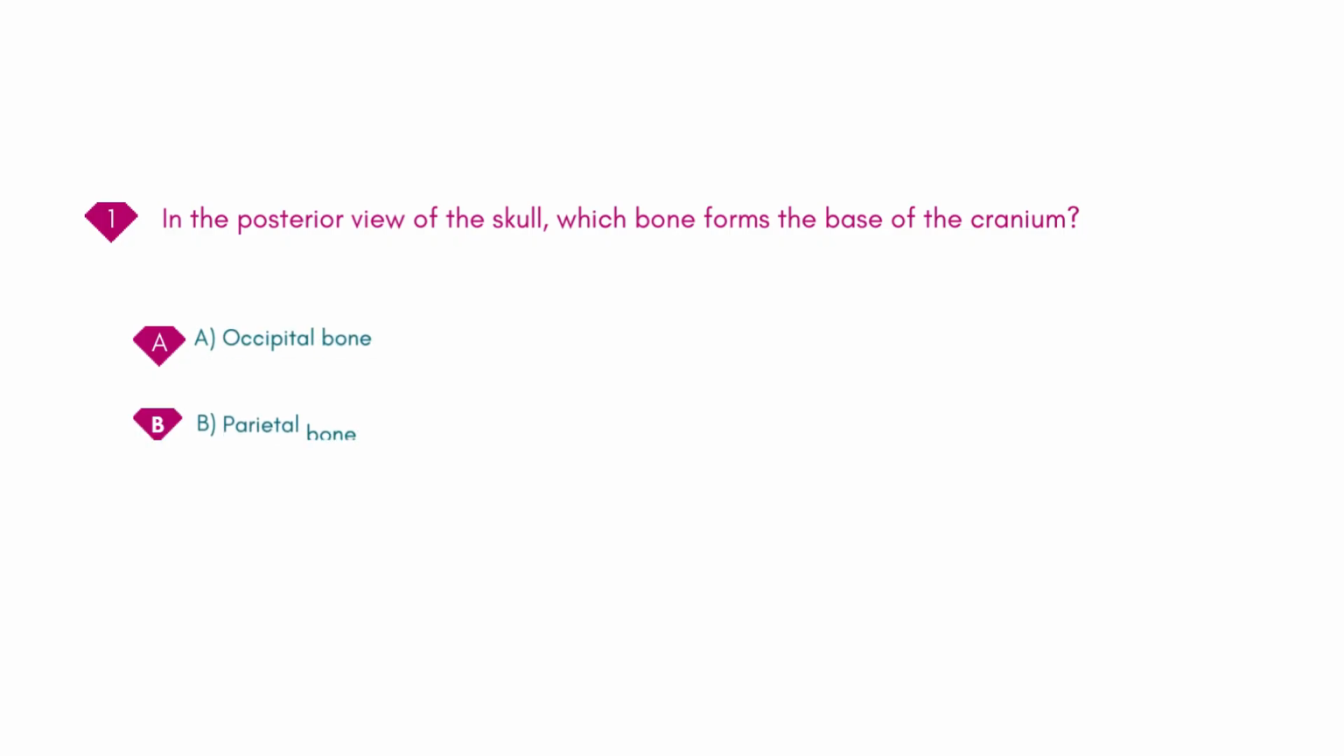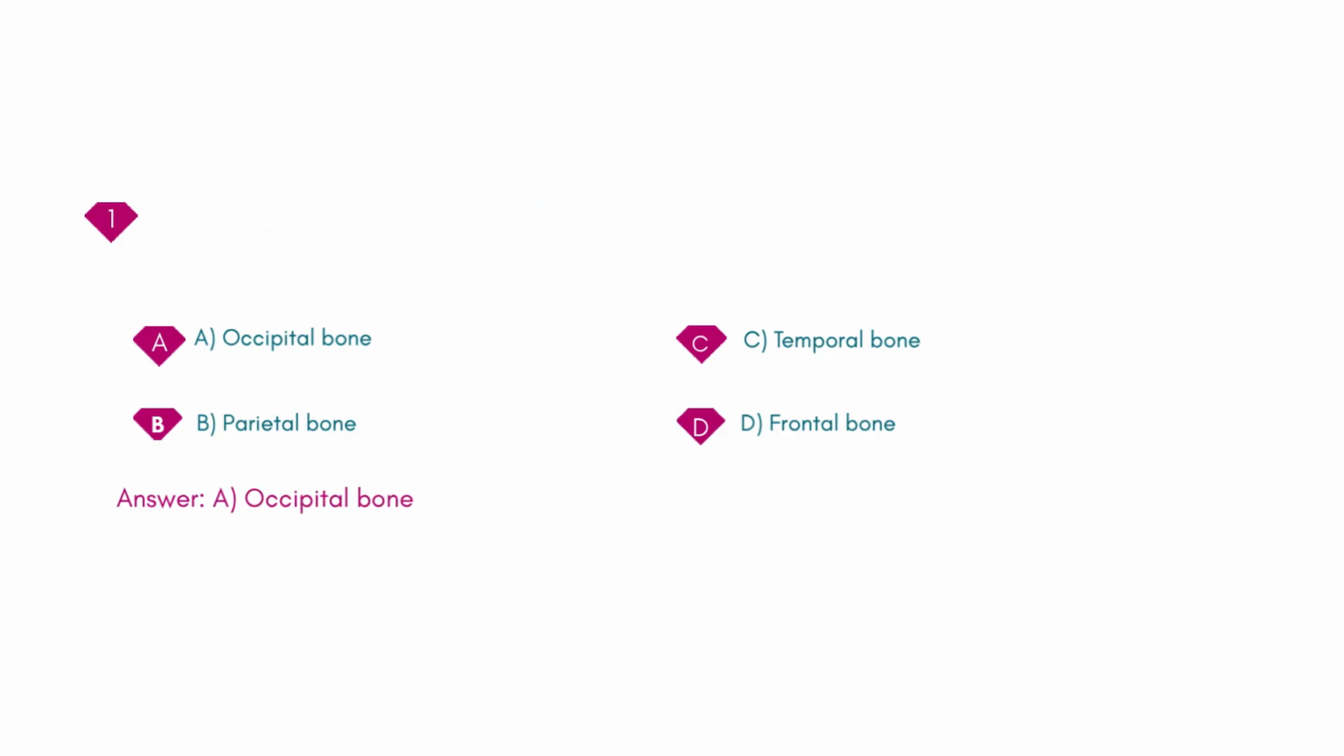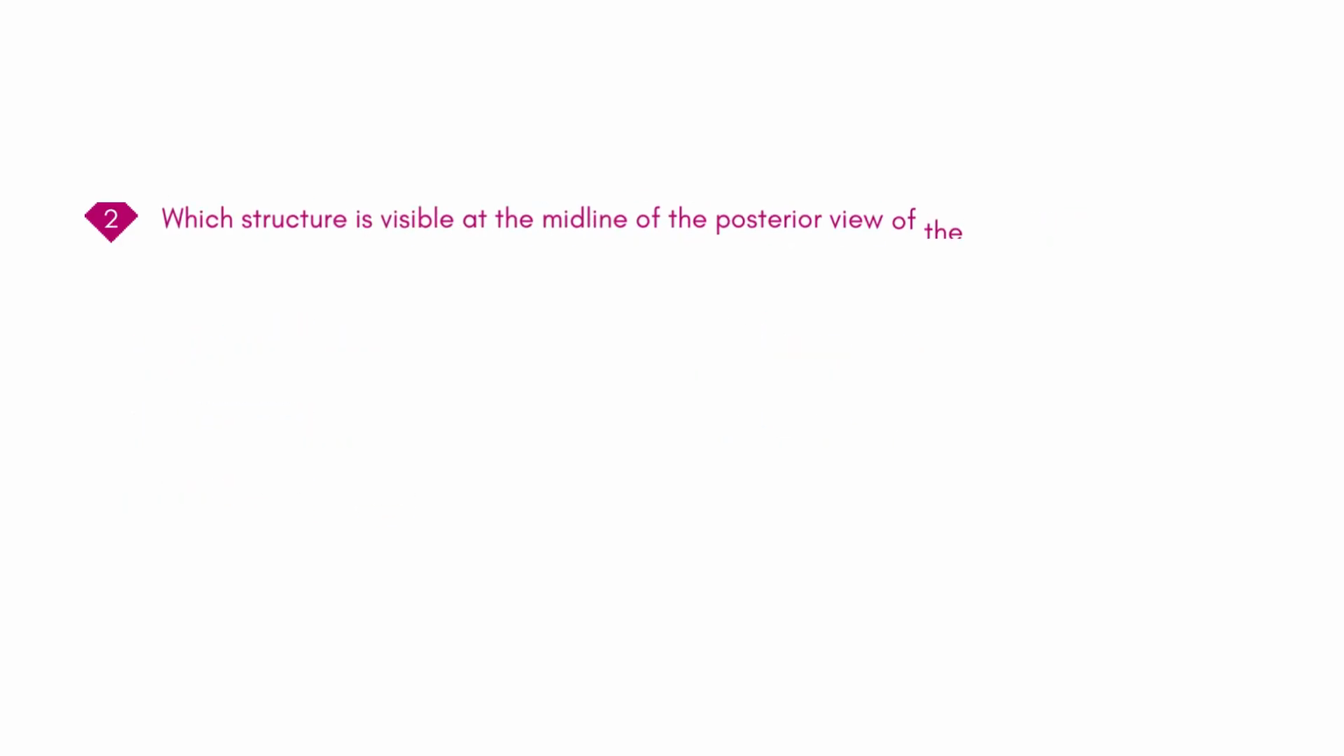In the posterior view of the skull, which bone forms the base of the cranium? A. Occipital bone. B. Parietal bone. C. Temporal bone. D. Frontal bone. Answer: A. Occipital bone. Which structure is visible at the midline of the posterior view of the skull?